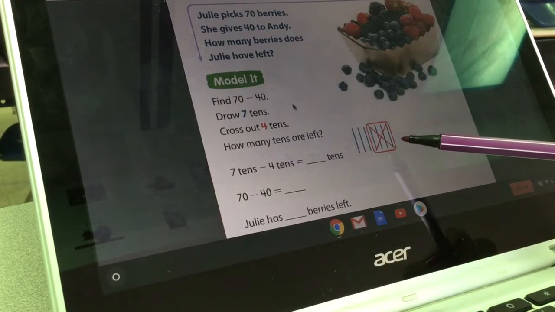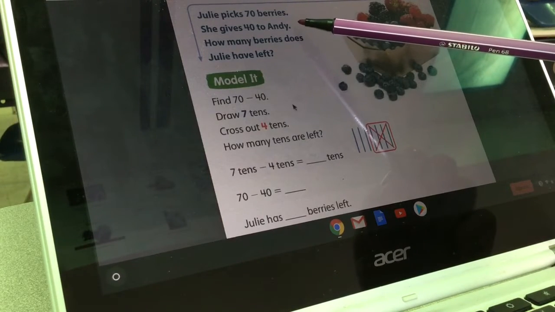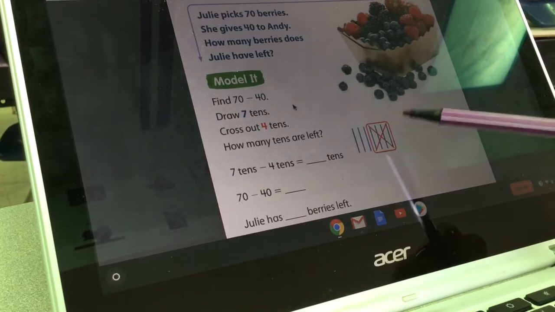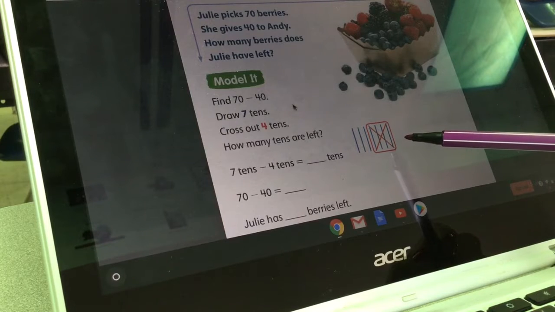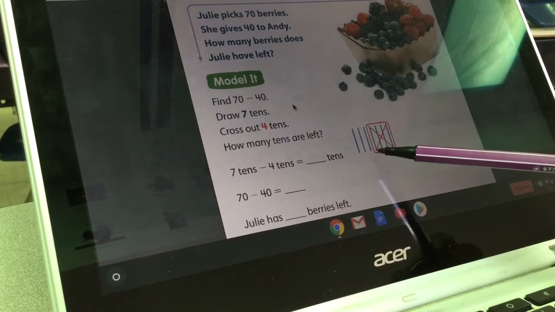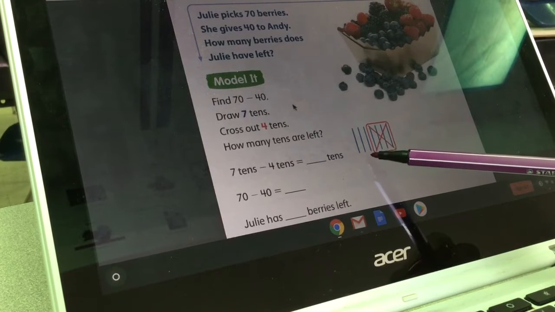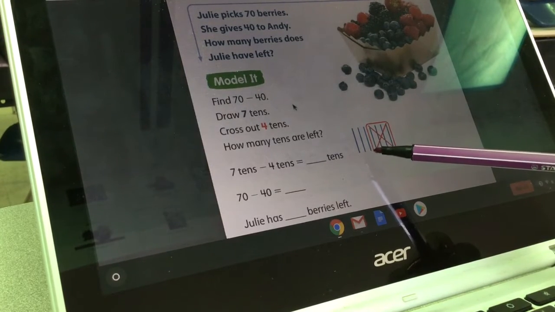Cross out 4 tens. Why? Because she gives 40 berries to Andy. What's the same as 40? 4 tens. We cross out 4 tens to show what she gave to Andy. How many tens are left? How many are not crossed out, friends? 1, 2, 3. 3 tens are left. And we'll talk about what number is the same as 3 tens in a minute.